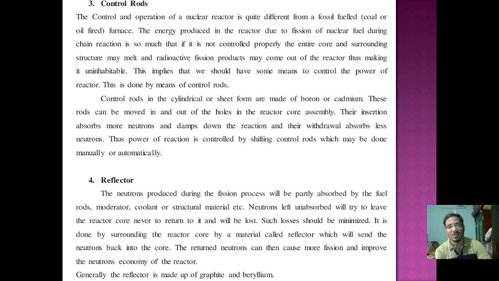Of the nuclear core, the melted radioactive fission products may come out. Whatever radioactive products are inside will come out of the reactor due to the melting around the sides of the core. That's why we have to see and we have to control the power of the reactor.